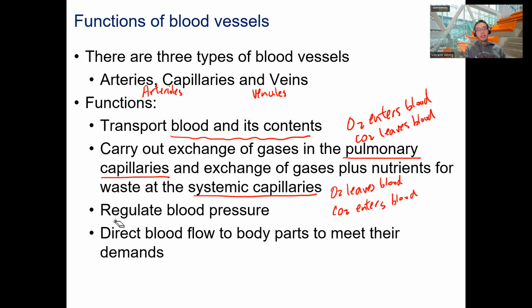Another function is the ability to regulate blood pressure. We'll talk more about this in a bit, but the blood vessels can change size. If you look at a blood vessel like this tissue paper roll here, the inside is called the lumen, L-U-M-E-N. The lumen is the inside of the blood vessel. If it's big, then the pressure would be lower, but if it squeezes and becomes smaller, then the blood pressure will go up. So depending on your body's blood pressure, the arteries can change the diameter to either increase the blood pressure or lower the blood pressure.